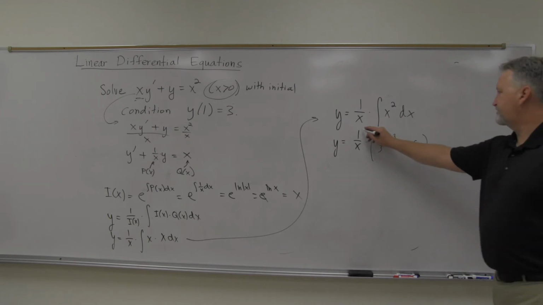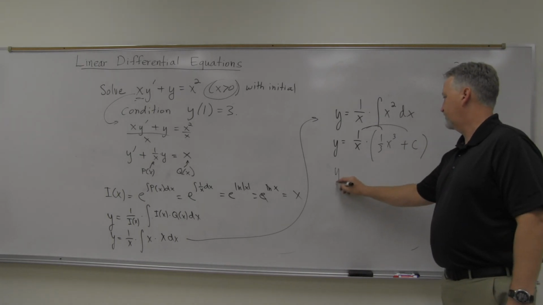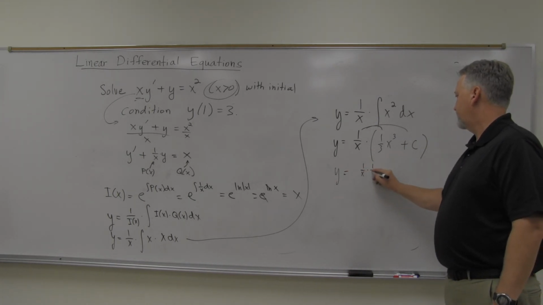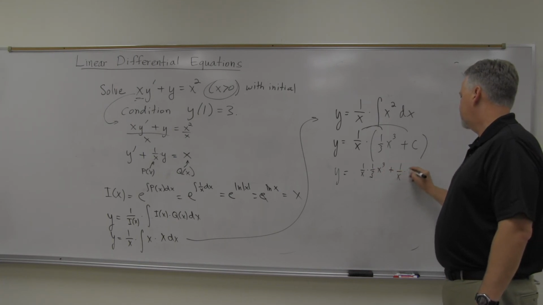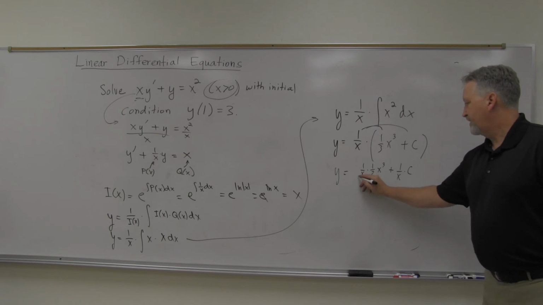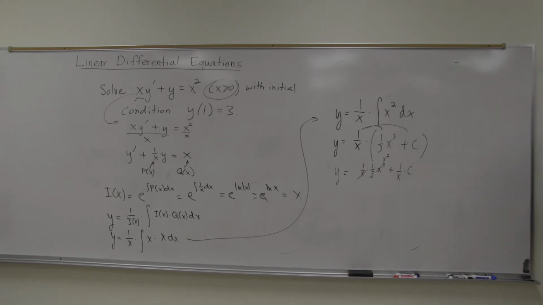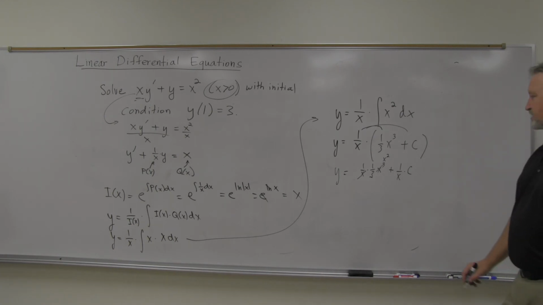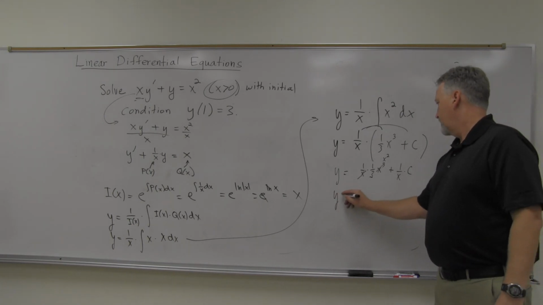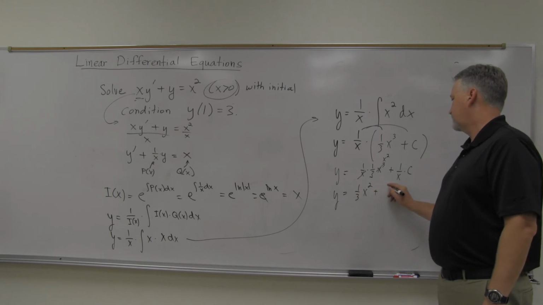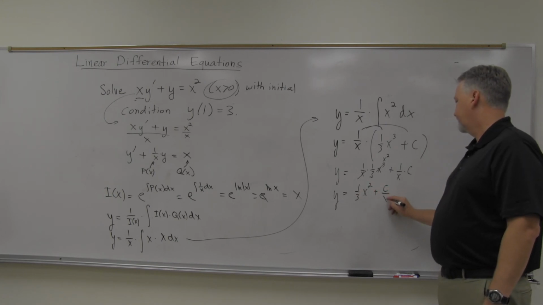Let's see, distribute the 1 over x. Does that do anything for us? Yeah. So I do 1 over x times the 1/3 x cubed, and then the 1 over x times c. Yeah, that does. That x cancels into the x cubed and leaves me an x squared. So it's 1/3 x squared plus c over x. Right, that way.